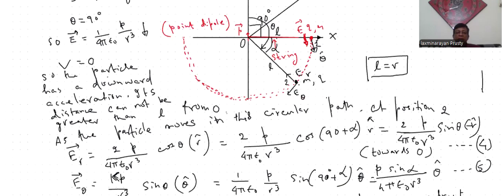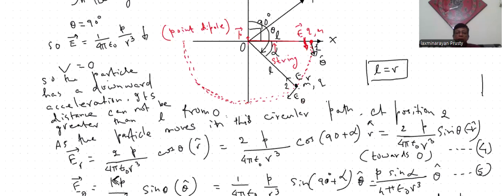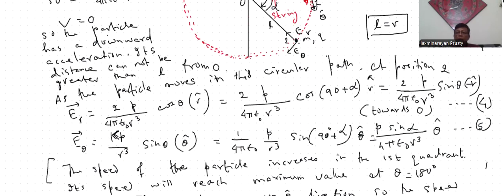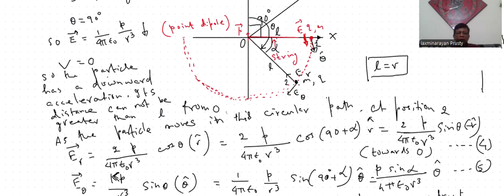Alpha is this angle by which the dipole string has rotated from the original orientation, alpha. So what is theta then? Theta is the angle between R and dipole moment direction, which is Z direction. So that is 90, theta is 90 plus alpha. Okay. So what is the ER?